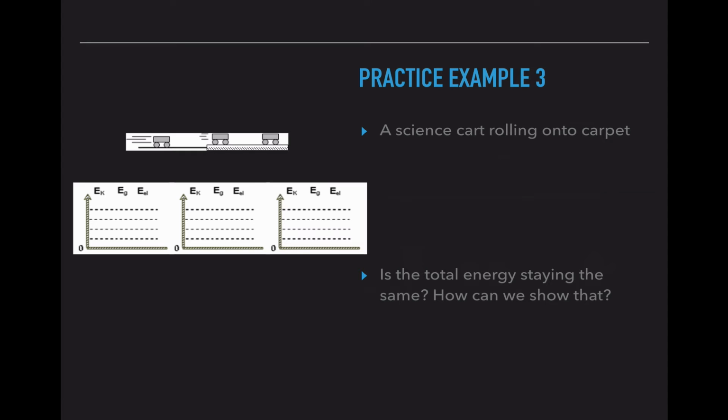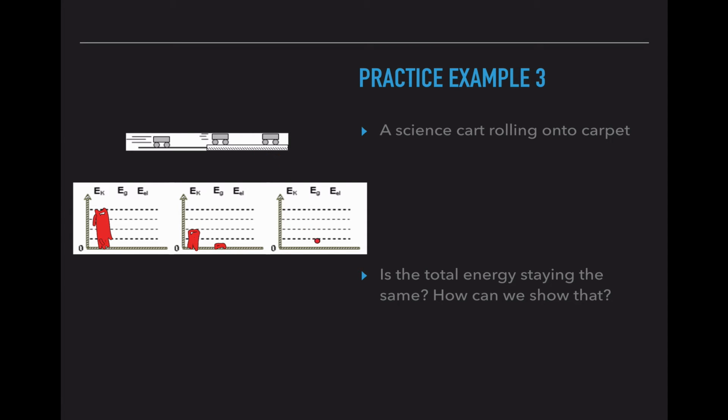And now our last example. We have a science cart rolling onto carpet. So in this first picture, we have kinetic energy present. And that's the only energy that is there, so I'm going to put all of my boxes under kinetic. Now in the second one, let's say the height did change a little bit, so maybe I have a half a block of height, but my kinetic energy is lower because my whooshies are smaller. So let's say I have 2 blocks of kinetic.